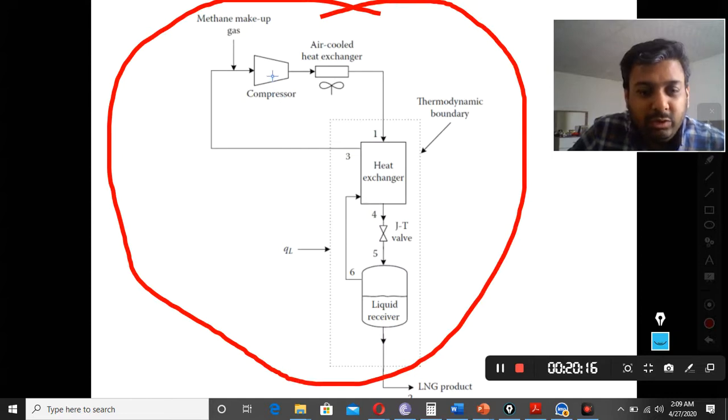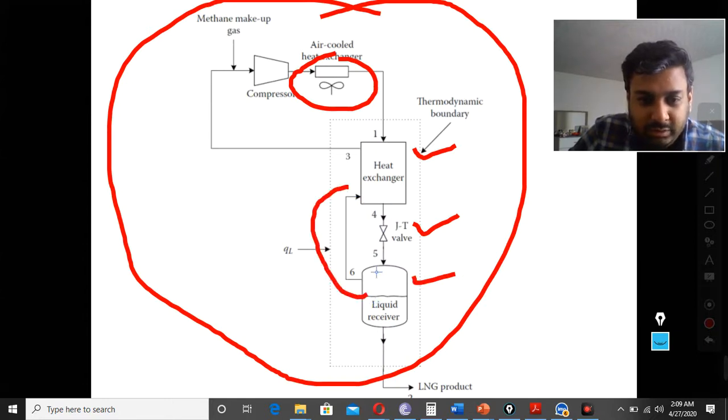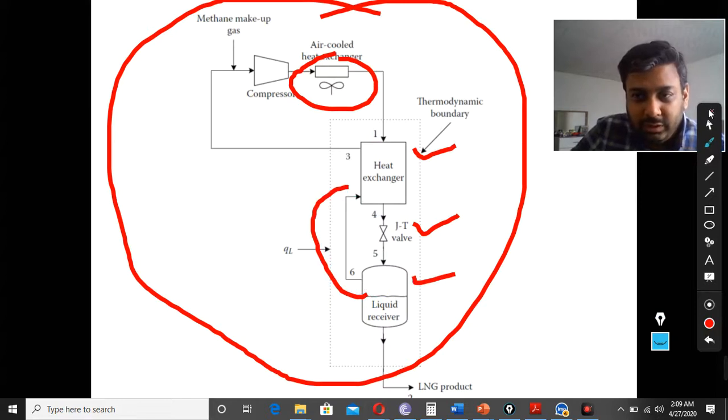So it has 6 steps. First of all, the gas is coming out. It goes through a heat exchanger. Then there is another heat exchanger. Then there is the JT valve. Then we get the liquid, and then there is the loop, because there are some gas vapors that go back. So we will discuss one by one what are those options that we have here.